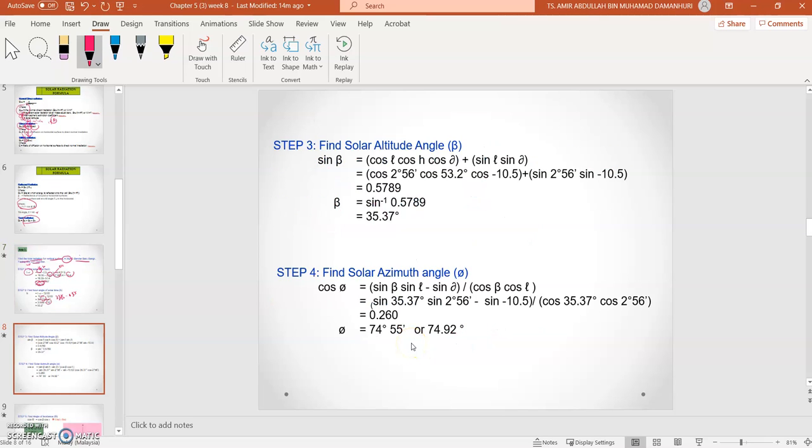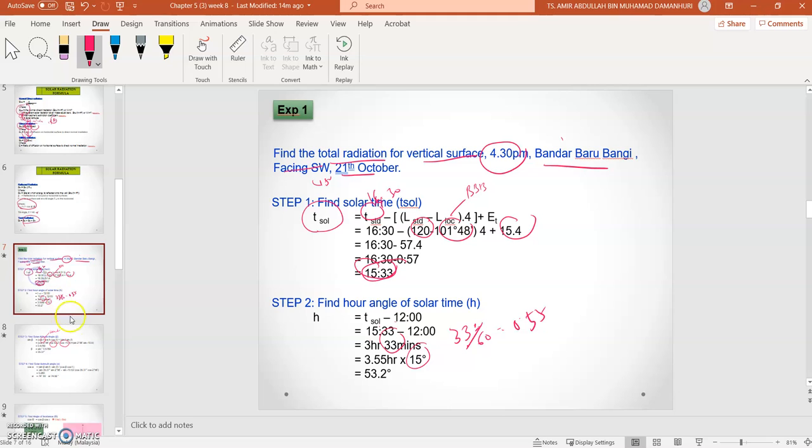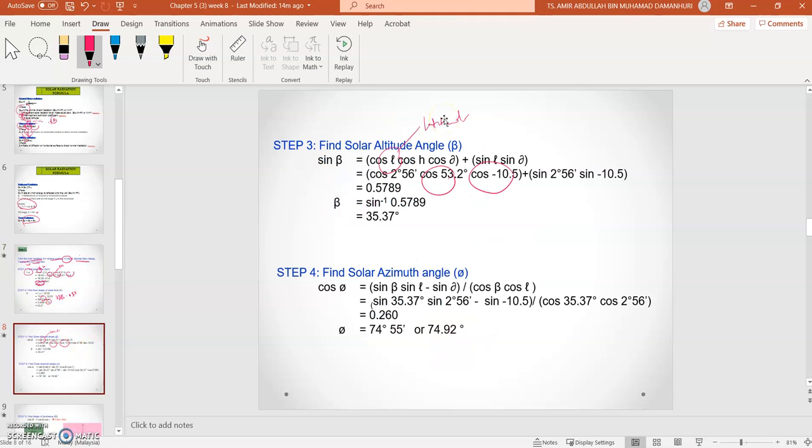Alright, then we have to find the solar altitude angle, beta. So from here is cos L. L is the latitude, based on the table of Bandar Baru Bangi, 2 degrees and 56 minutes from the table. Then cos H is from the table, and then cos delta is from the month, which is October. So it is on October.